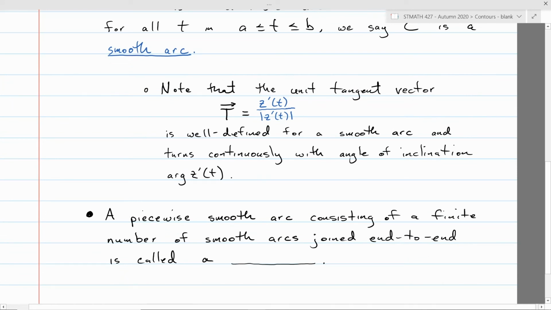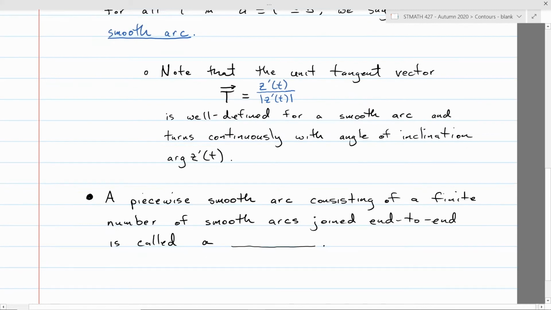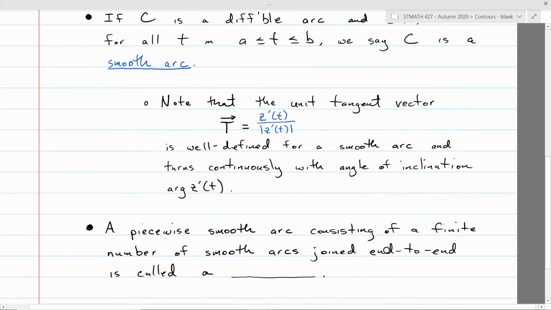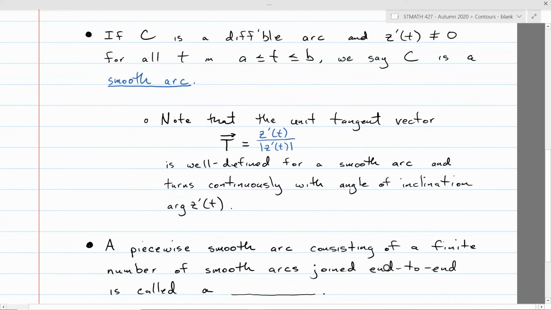Also, because of the continuity of the components of the derivative, this unit tangent turns continuously as you go around the curve. So smooth arcs are where it's at. They have the nicest calculus.